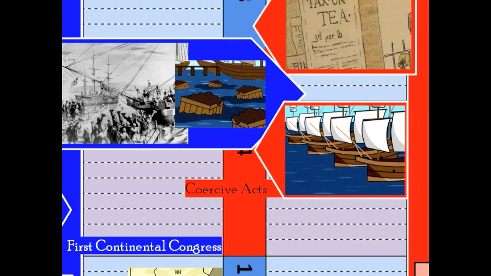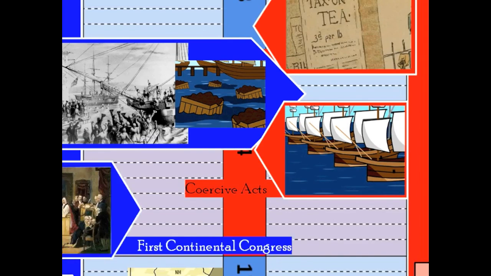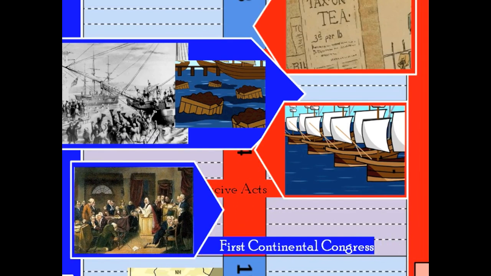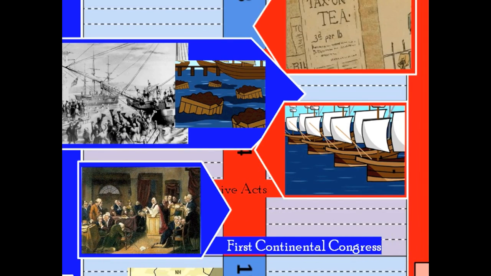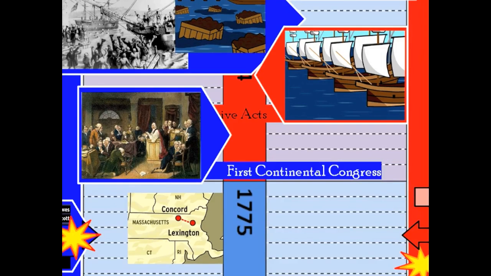To discuss this mess, people met at the First Continental Congress in Philadelphia. This is the first time that these colonies are coming together to unite and discuss things as one common group with common interests rather than separate places. They're discussing their mutual interest in what they should do at the First Continental Congress.